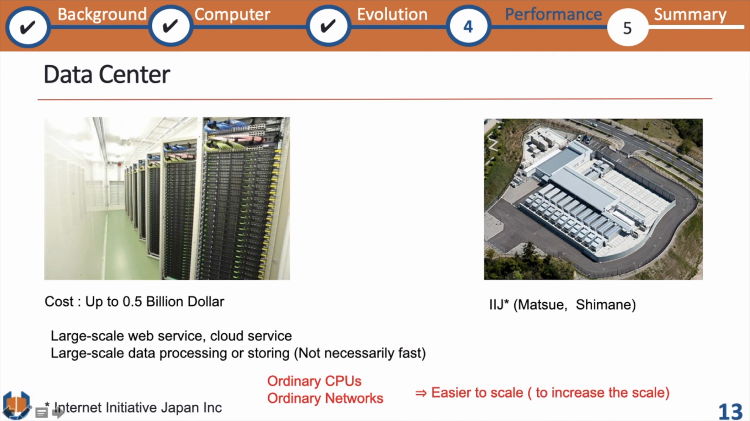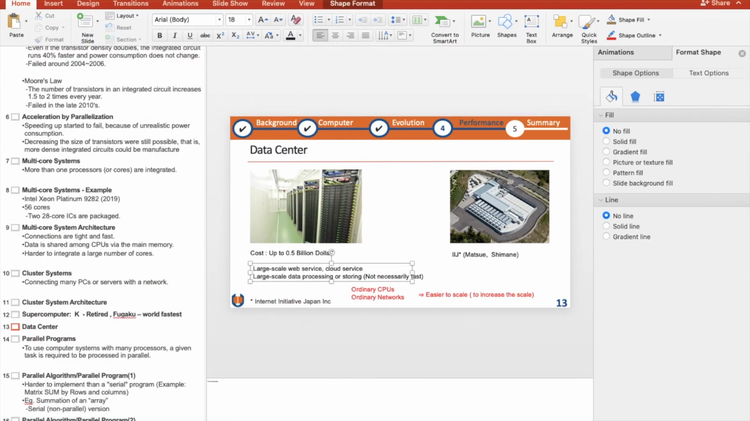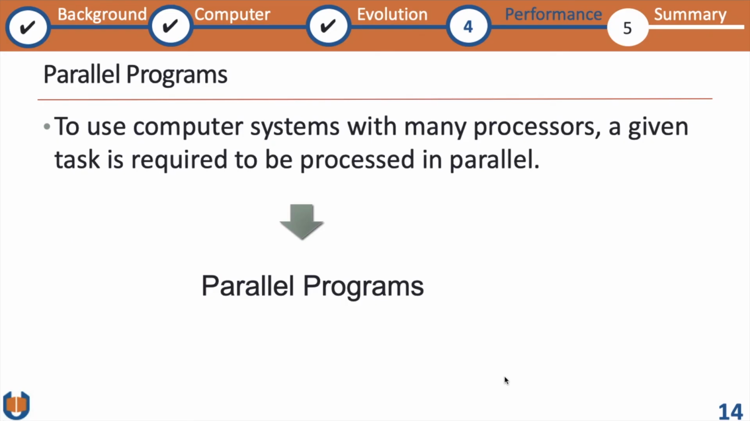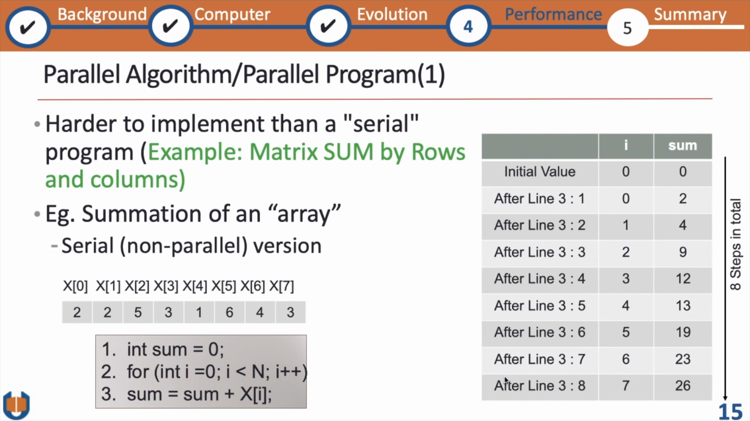So let's move to the next topic, which is parallel computing. Well, let's discuss parallel programs. If your computer system has more than one core, your program for a given task also needs to be processed in parallel. So in this case, we will discuss an example. Here you are.